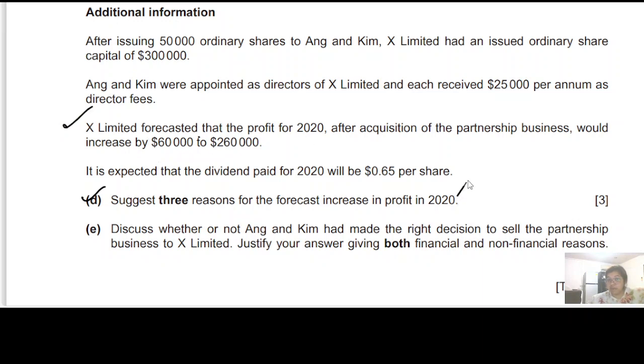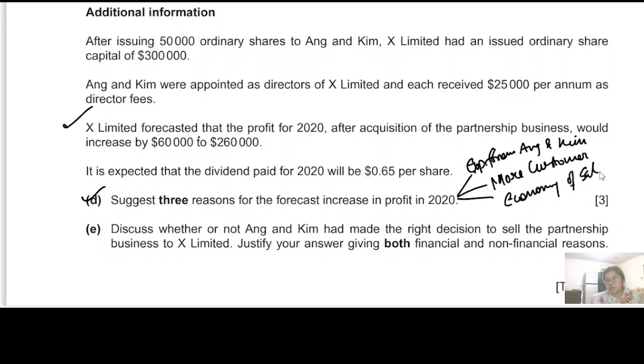So these are the 3 valid reasons you have to give. First, because of experience from Ang and Kim that they are going to use, and maybe more customers, because if the customers increase, their profit will increase, or due to the economy of scale. That's it. They need only 3 reasons, so these 3 you can use.